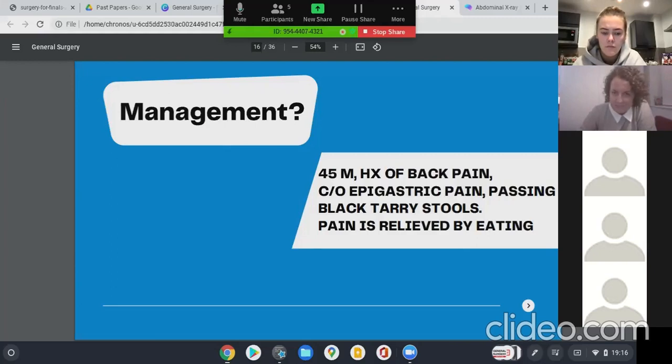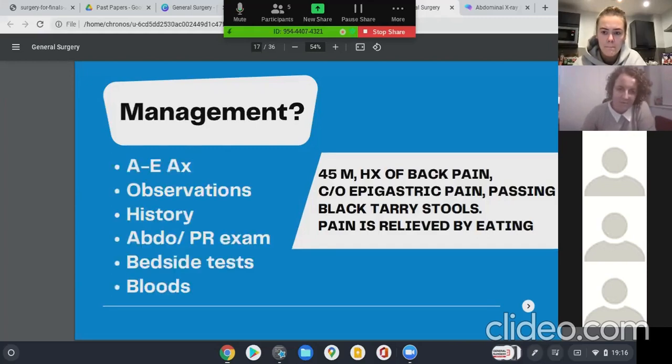So in terms of managing any patient in any sort of exam scenario, you always want to say that you would do a thorough A to E assessment and go through that, their airway, breathing, circulation, etc. It'd be important to do a set of observations and check they're not hypotensive and there's not a serious bleed somewhere. Then once the patient's stable, you want to do a history.